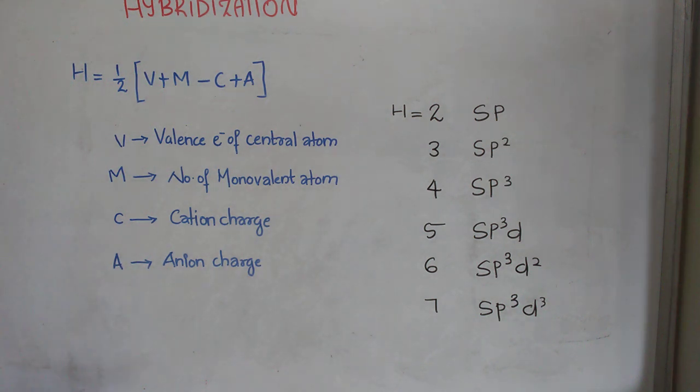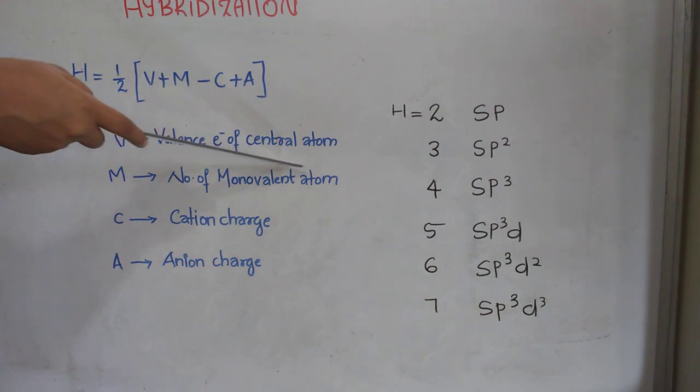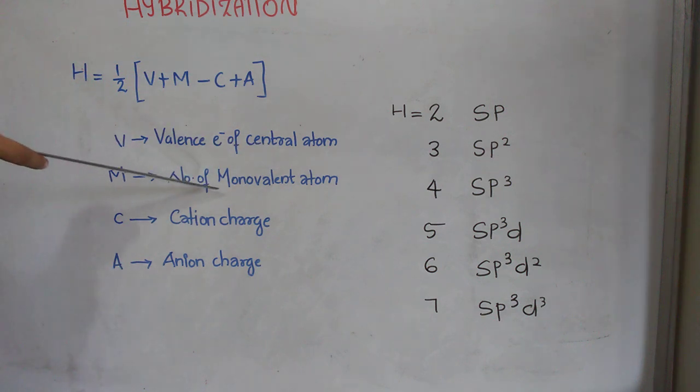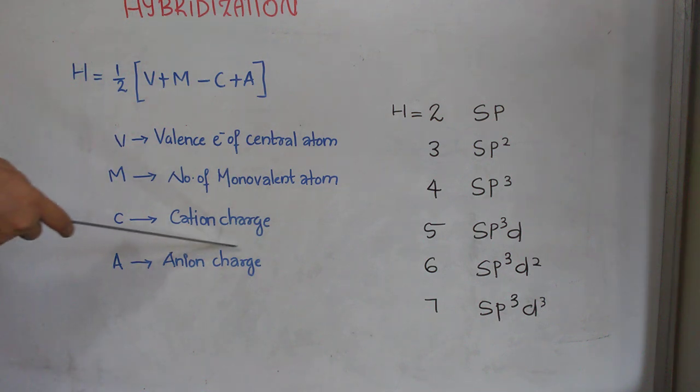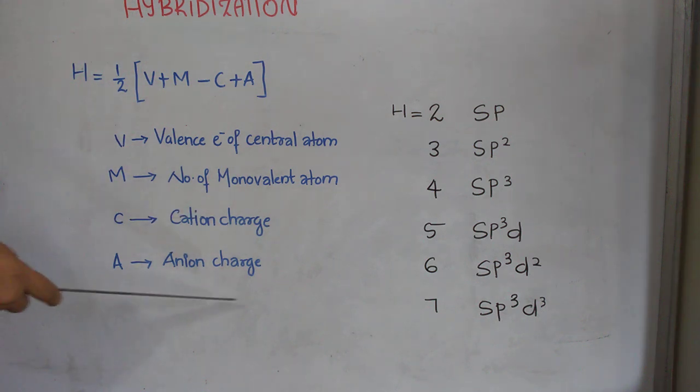So the first method is by the equation, that is H is equal to half into V plus M minus C plus A, where V stands for the valence electron of the central atom. M stands for the number of monovalent atoms attached to the central atom. What is a monovalent atom? Monovalent means atoms like hydrogen, chlorine, fluorine, iodine, etc., which have valency 1. Those are called monovalent atoms. Then C is the cation charge and A will be the anion charge.